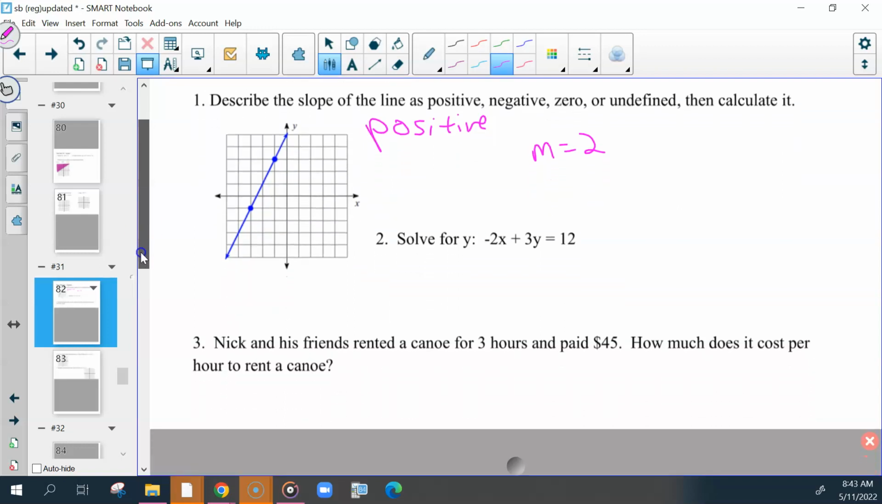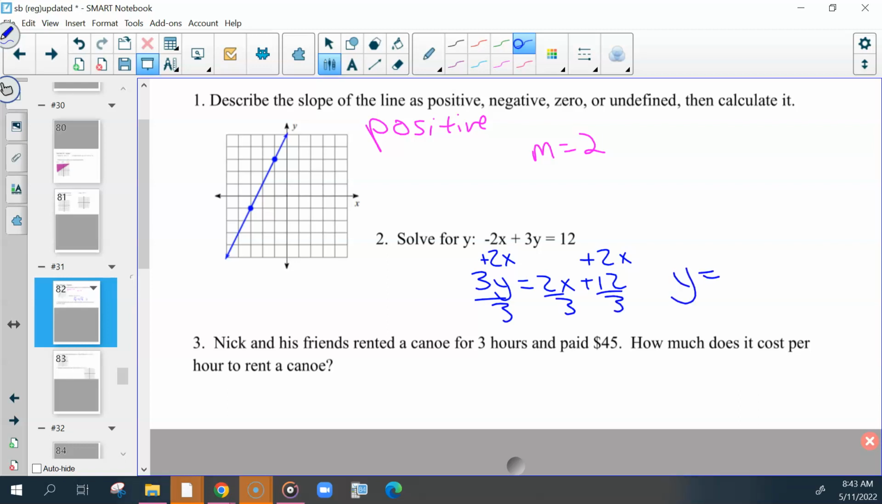Number 2 is solve this for y. How would we do that? Subtract. I mean, add 2. 2x. If we were solving for x, then we would be moving the y. Okay, so we have 3y equals 2x plus 12, and divide everything by 3. So our final answer is y equals 2/3 x plus 4.